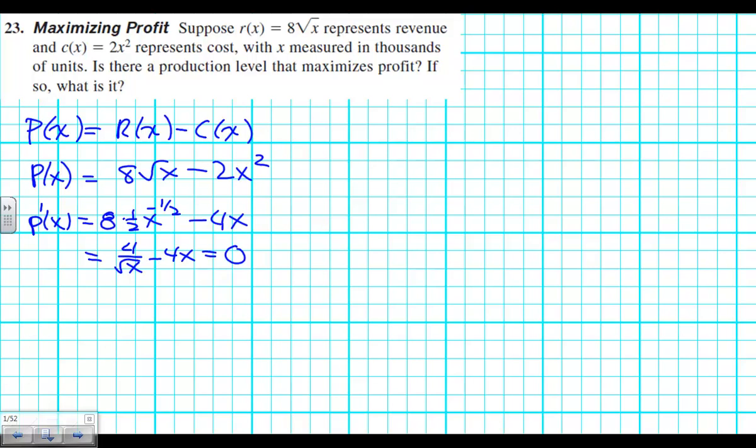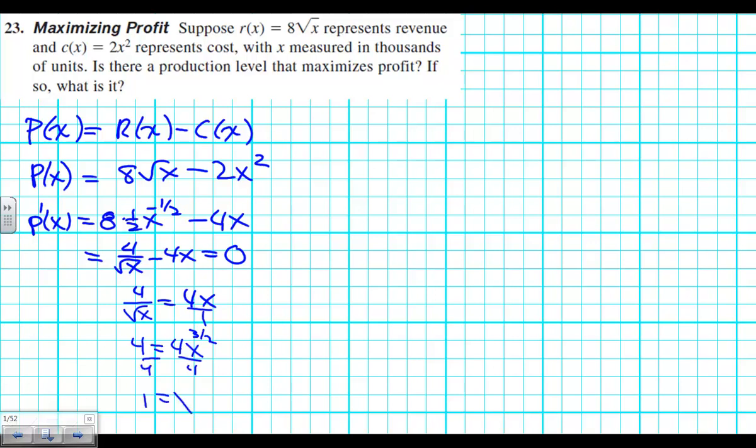And now we're into algebra class. In algebra class, we learned how to solve these kinds of equations. My feeling would be that we're going to take the 4x and put it on the other side of the equal sign. I am going to cross multiply and get 4 is equal to 4x to the 3/2. Double check that, please. All right. And then I'm going to divide both sides by 4.